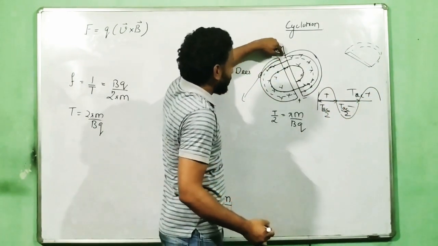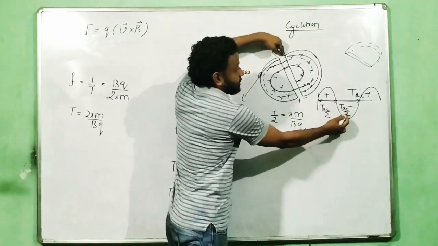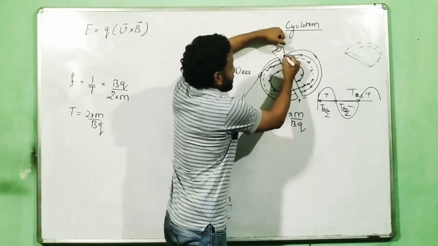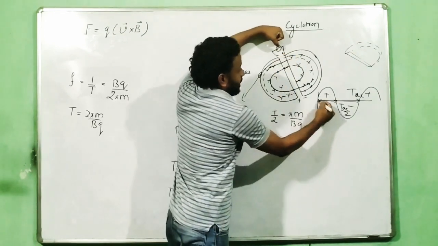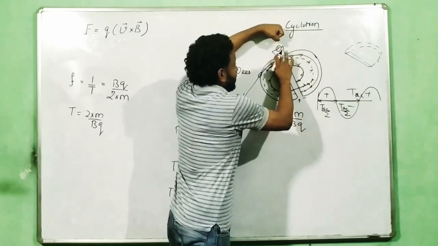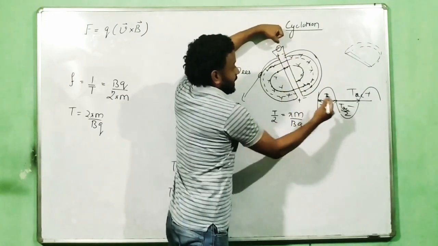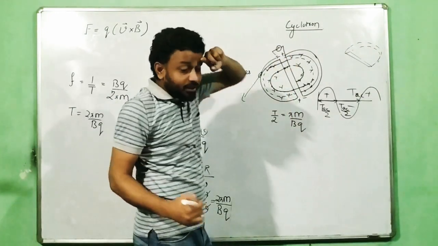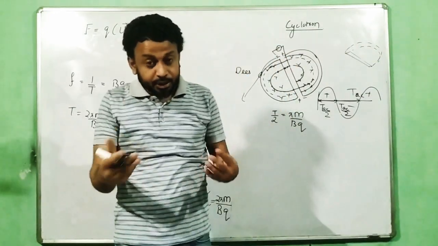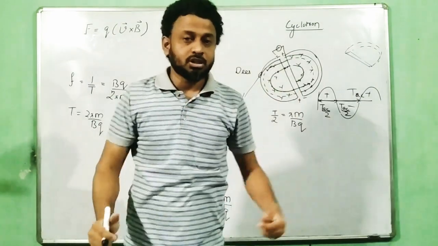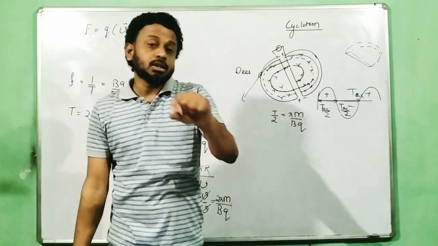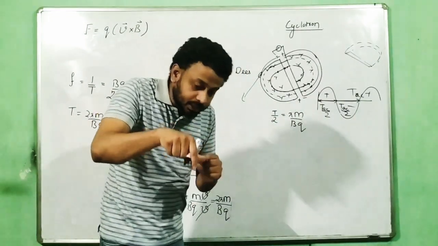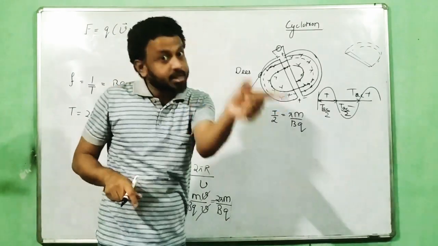If I start with this point as plus, after some time this becomes minus, and again after some time, this becomes plus and this becomes minus. So every time it comes to the gap, it should experience a favorable potential to accelerate. Since it is coming back to the gap after each time of T by 2, the change in polarity should also take place with the same timing.